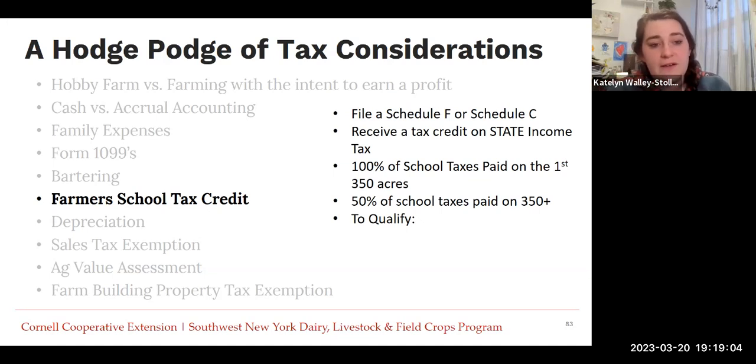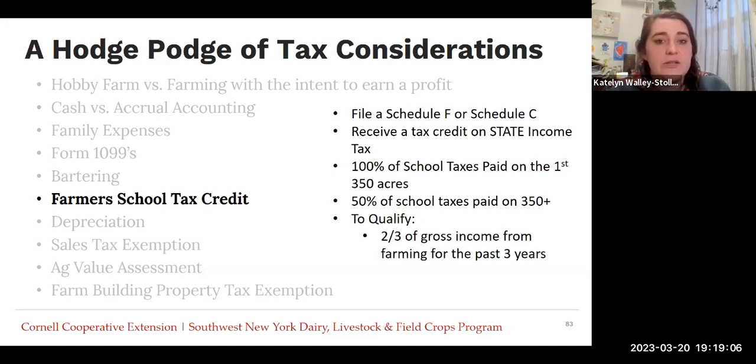In order to qualify for the Farmer's School Tax Credit, 2/3 of your gross income needs to have come from farming for the past 3 years. If you have an off-farm job, the off-farm job almost always outweighs whatever income you're getting from your farm. If the farm is your sole source of income, then you're going to qualify for this because 100% of your income came from the farm business.